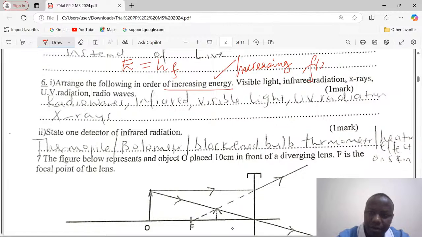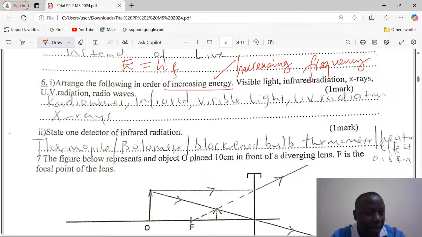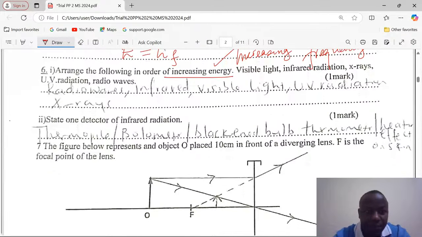Increasing frequency. That is simply what it means. So a student must be very sharp when unfamiliar language has been applied. You must be able to grasp what the examiner is trying to mean. So that is what it means.